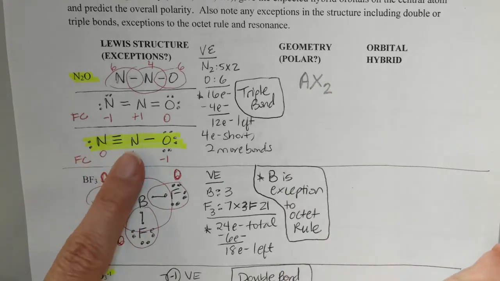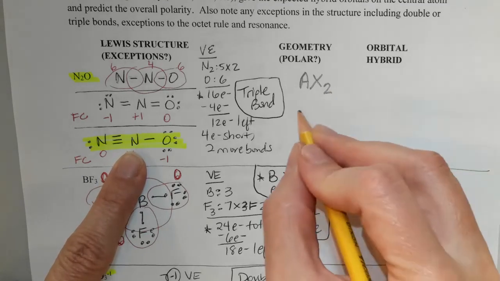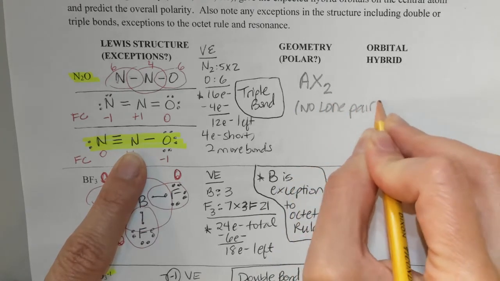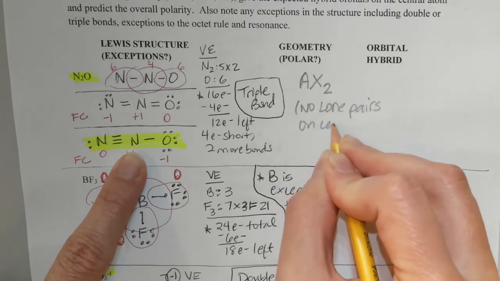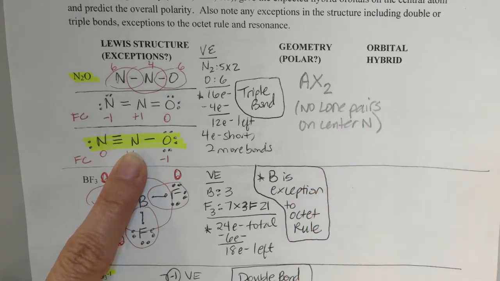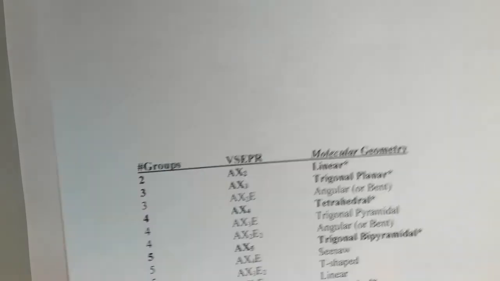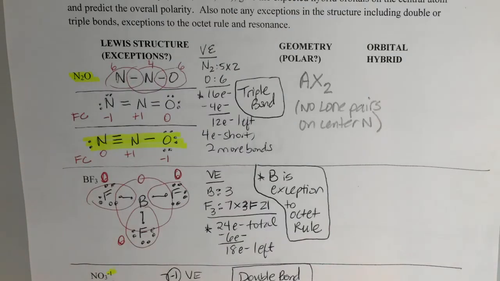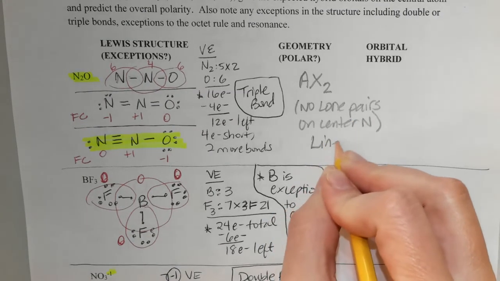And then for that center nitrogen, there are no electron pairs. So no lone pairs on the center nitrogen. So there's no E, right? There's no capital E in terms of this geometry here. So what we can see is with an AX2, this should be a linear molecule.